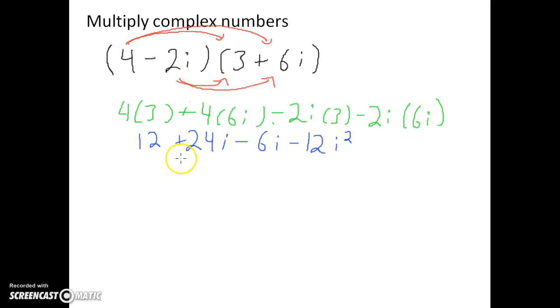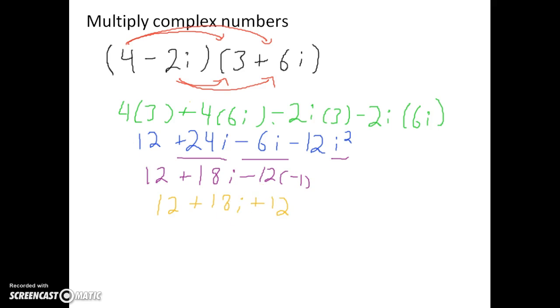Okay, so I see these both have an i. We can combine those. And I'm also going to replace this i squared with a negative 1. So 24i minus 6i is 18i. So minus 12 times negative 1. So when we rewrite this first part, this doesn't change at all. But negative 12 times negative 1 is positive 12.